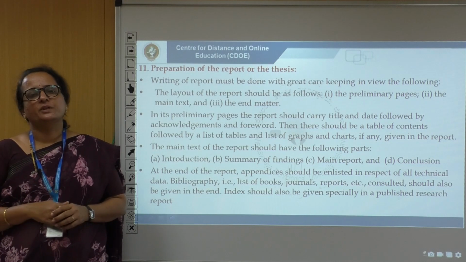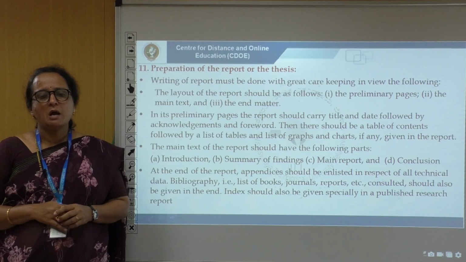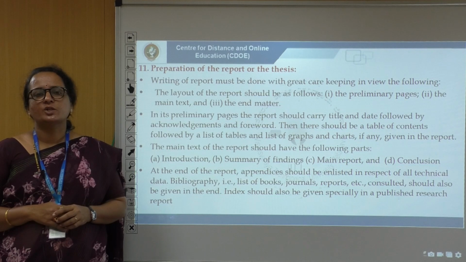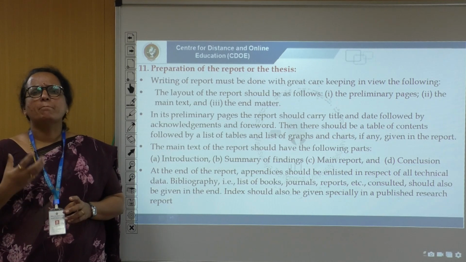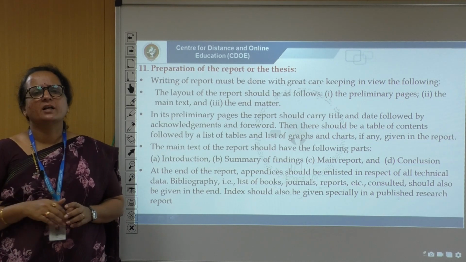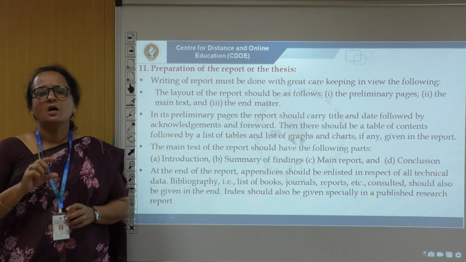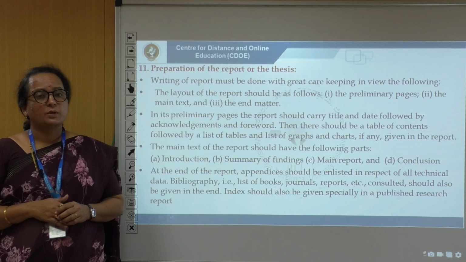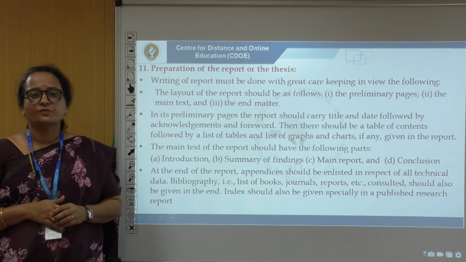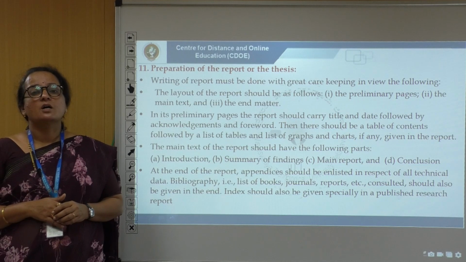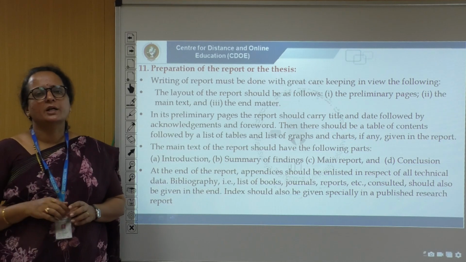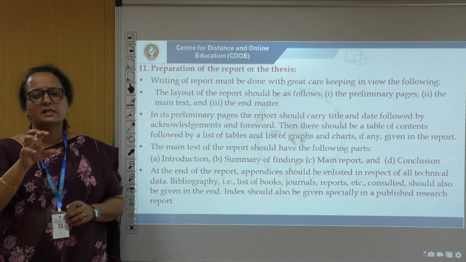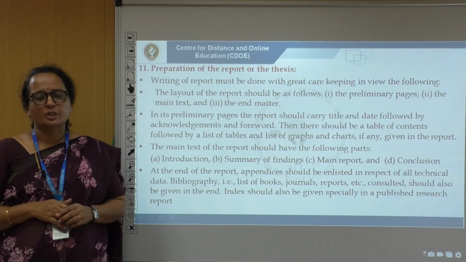Coming to the second part of the report, that is the main text. The main text of the report should have the following parts. One is the introduction. The whole background of the study will be specified in the introduction. It specifies the statement of the problem, scope of the study, objectives of the study, research hypothesis, research questions, and the limitations of the study, etc. All these things will be specified in the introduction part.